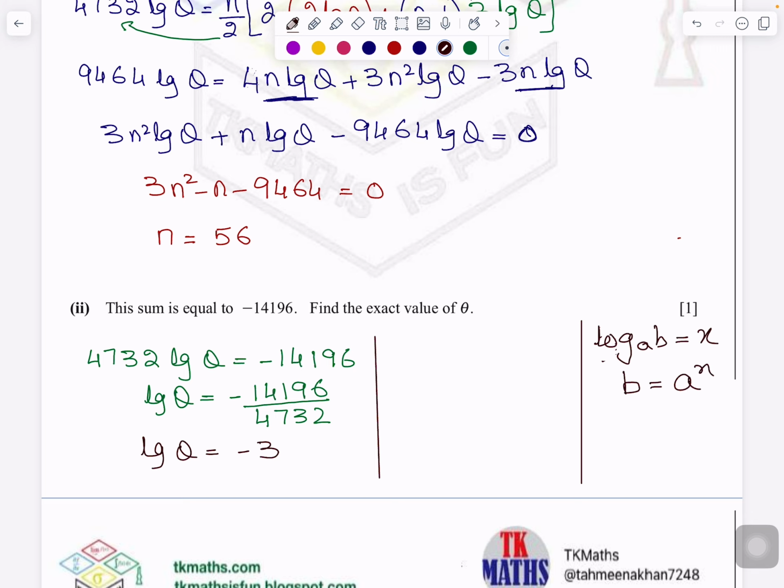In this case, my base is 10 here, right? Which is not mentioned here. Whenever it is lg, it is base 10. So I can write theta equals 10 power minus 3, right? Because of this conversion concept, I know this thing. So theta equals 1 over 10 power 3, which is 1000, which is equal to 0.001. By the way, you can write this directly. I have done this step just to explain it to you. Question is saying find your answer in exact form. So my answer is 0.001.